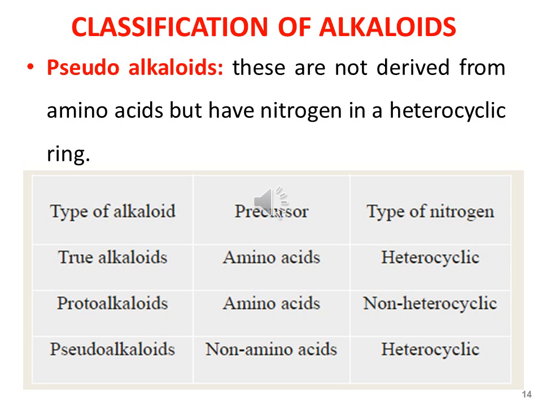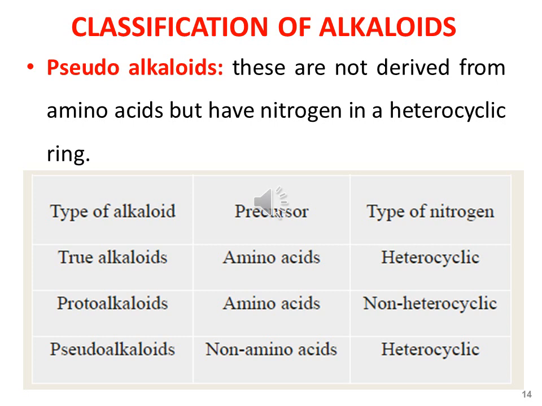Pseudo-alkaloids are weakly basic. If we compare the pseudo-alkaloids with the proto-alkaloids and the true alkaloids, the true alkaloids are basic in nature and form water-soluble salts. The examples are quinine, atropine, and morphine. Whereas the examples of the proto-alkaloids include colchicine and ephedrine. They are also basic in nature.